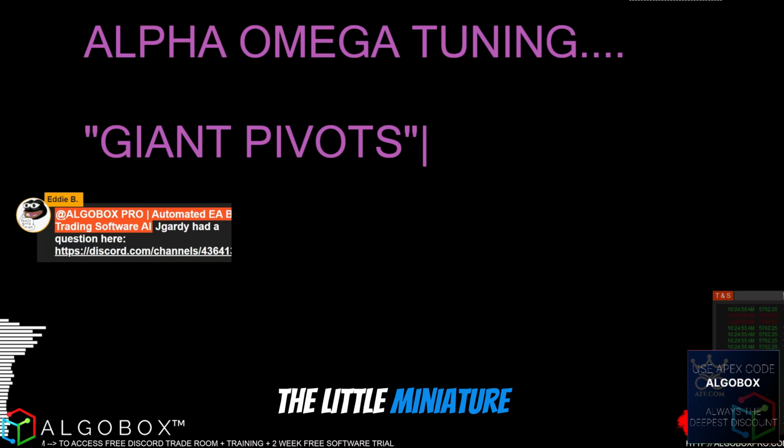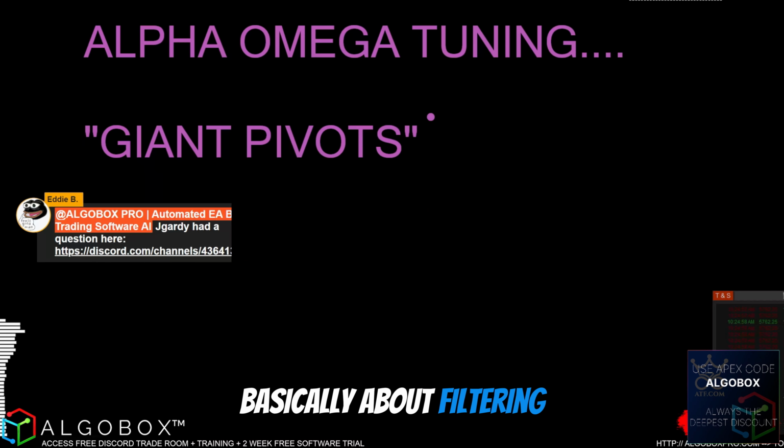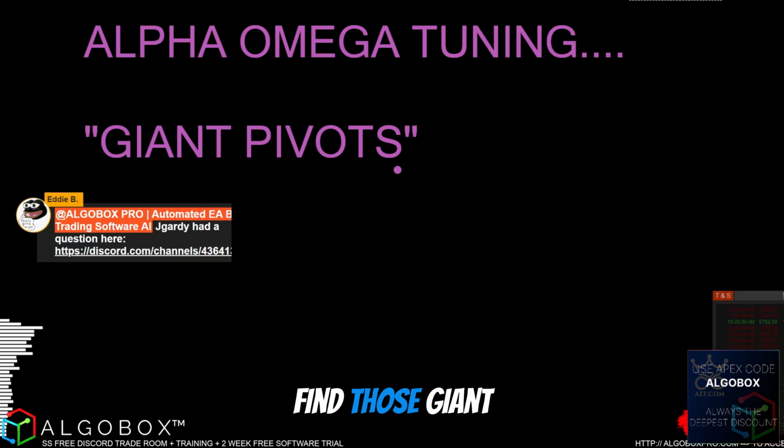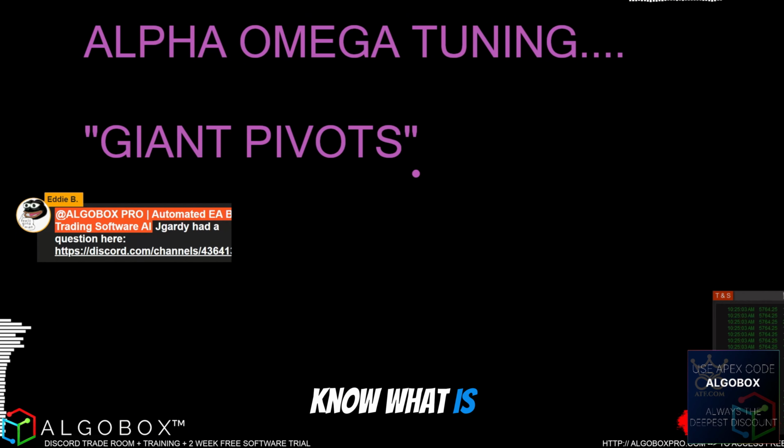You don't want the little miniature ones. It's basically about filtering. You're trying to filter out to go, how do I find those giant pivots? How do you know what is the best filter for that?